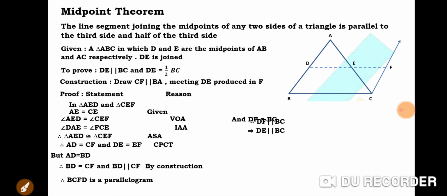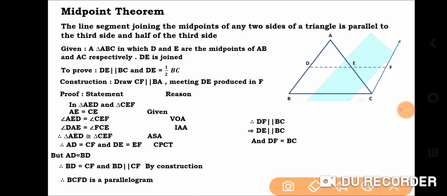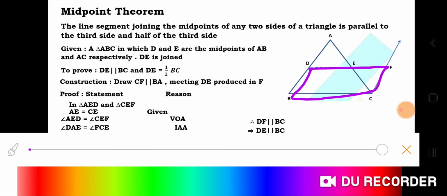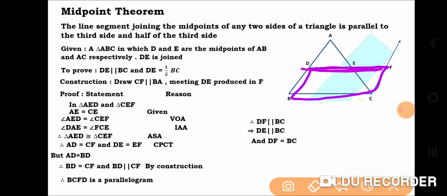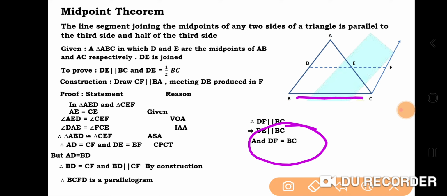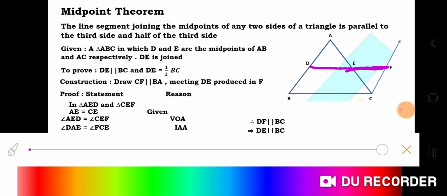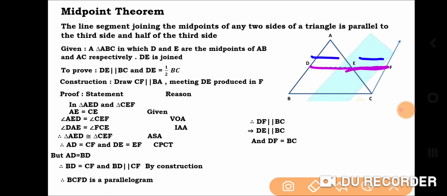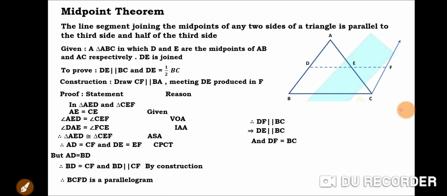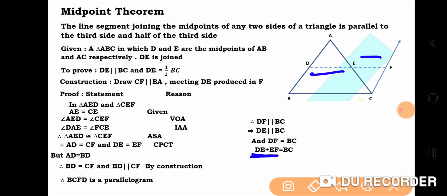The next thing is, since we have proved that DBCF is a parallelogram, at the same time we can write that DF is equal to BC because of the properties of a parallelogram. So next step, here we have written that DF is equal to BC. This DF is made up of two parts: one is DE and the other is EF. So we can write DF is equal to DE plus EF.